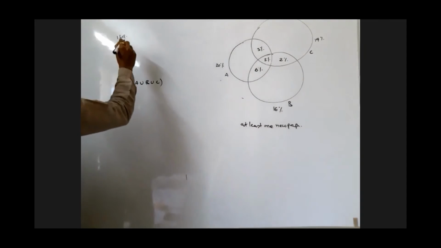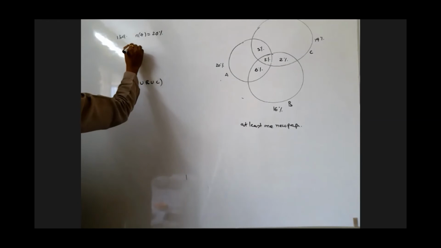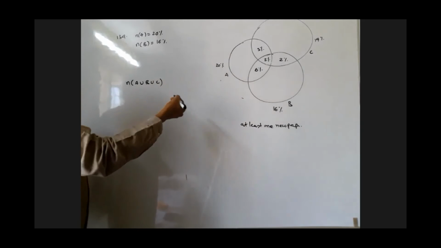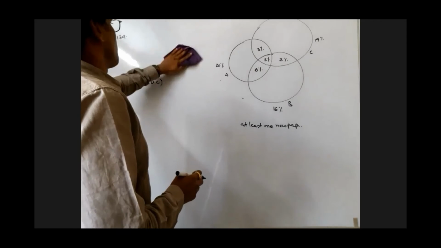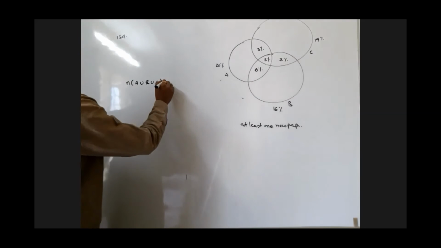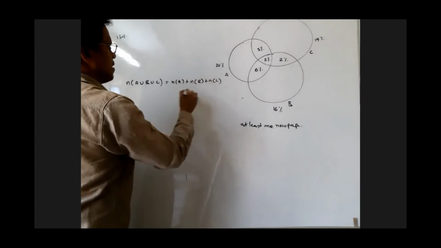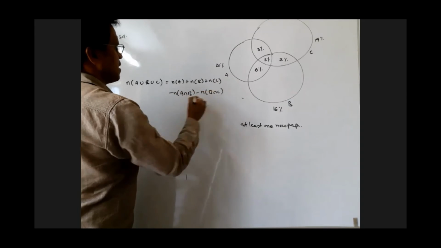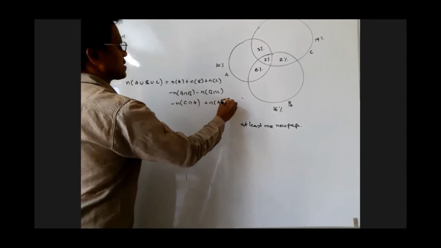Before that I am writing what is given. n(A) is given as 20%. Yes, my dear, n(B) is given as 16%. Directly you can write the answer actually. Because it is only for an objective point of view, at least one of them. Directly write the answer here: n(A) plus n(B) plus n(C) minus n(A ∩ B) minus n(B ∩ C) minus n(C ∩ A) plus n(A ∩ B ∩ C).